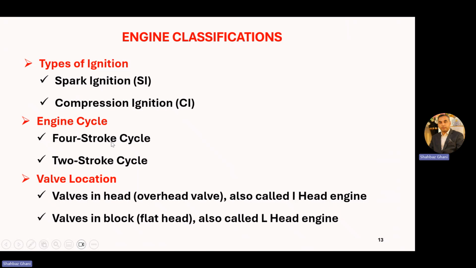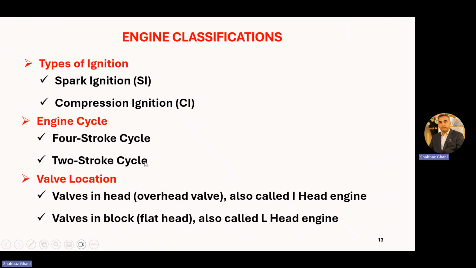And all these 4 strokes take 720 degrees of crankshaft rotation. 2 complete revolutions of a crankshaft make the complete 4-stroke cycle. As far as the 2-stroke cycle is concerned, we have only 360 degrees of rotation, meaning 1 revolution of a crankshaft completes all the 4 processes in a 2-stroke.